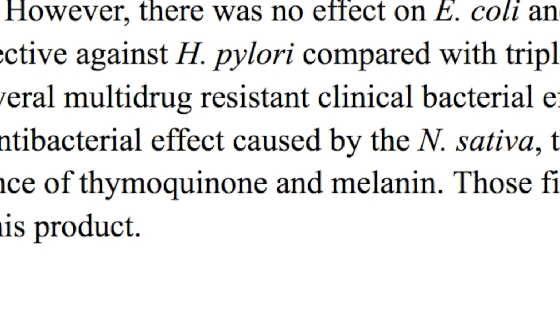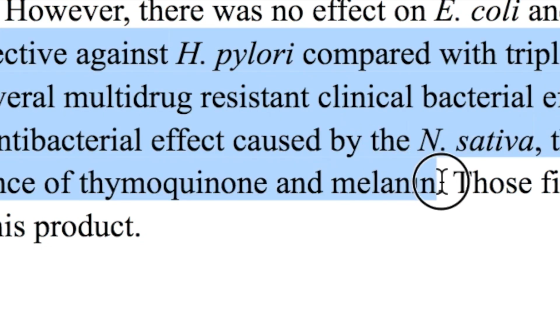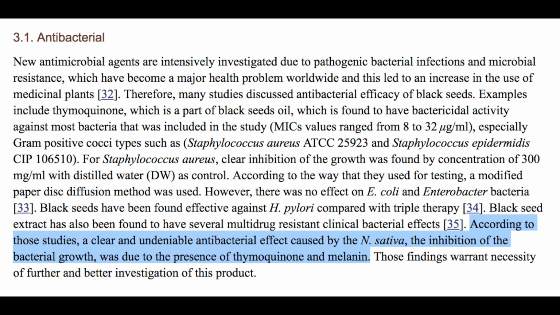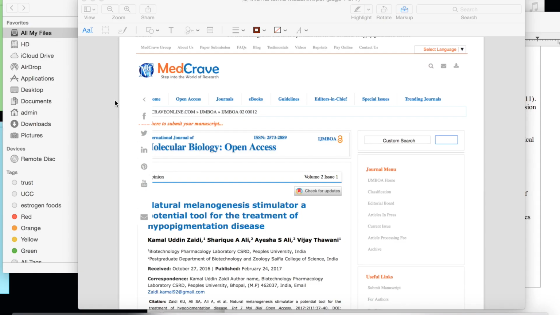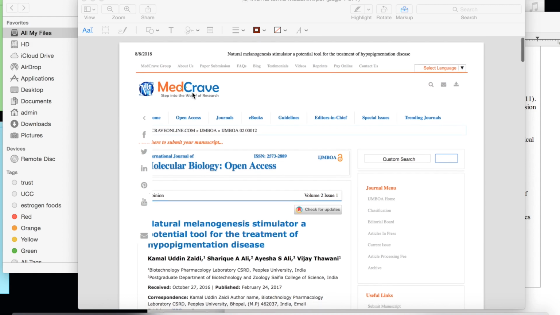And let me pan out for the whole article so that you can see what I'm talking about here. According to those studies, a clear and undeniable antibacterial effect caused by the N. sativa, the inhibition of the bacterial growth, was due to the presence of thymoquinone and melanin. So the melanin gives constituency to the oil, and it doesn't just occur passively. It is active in preventing bacterial growth as well as other functions in the black seed. I hope everybody caught that.